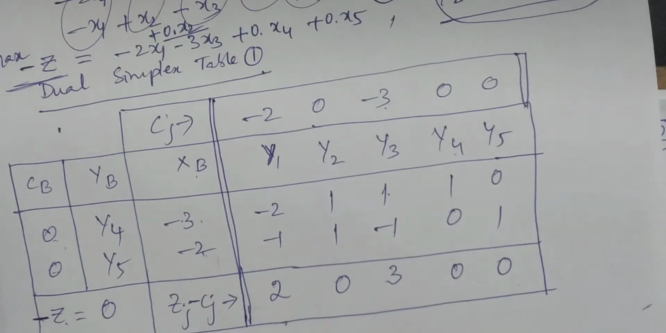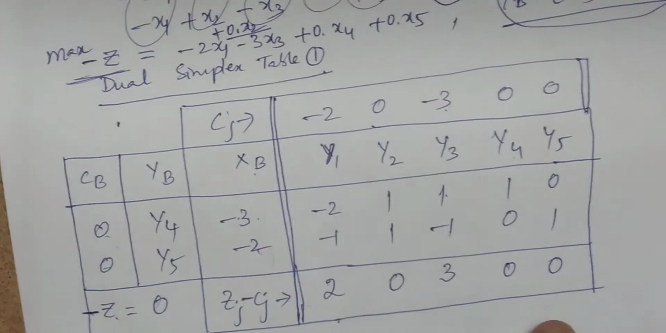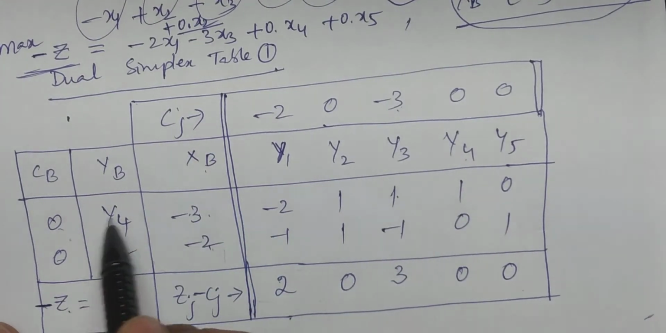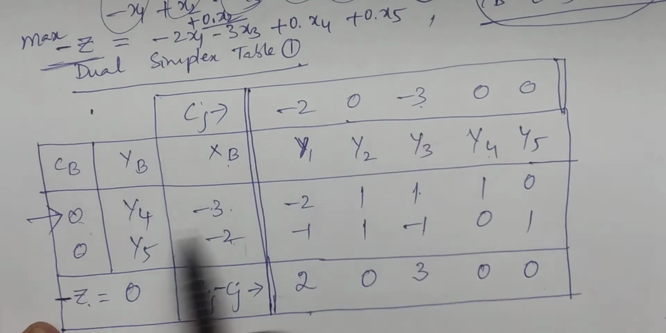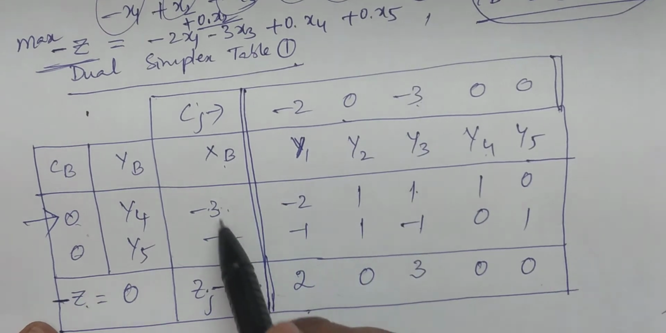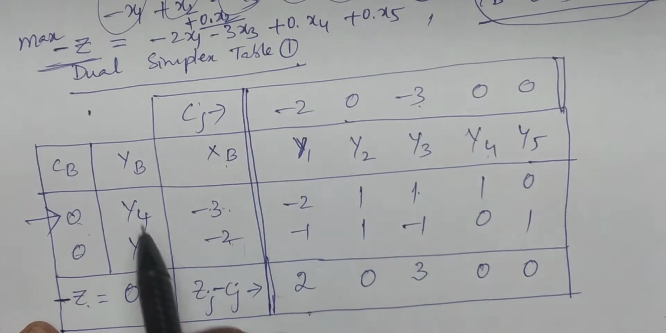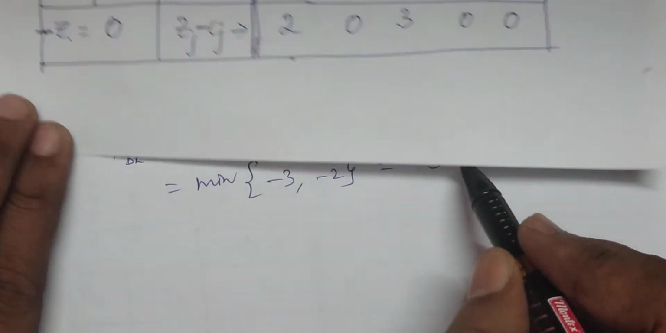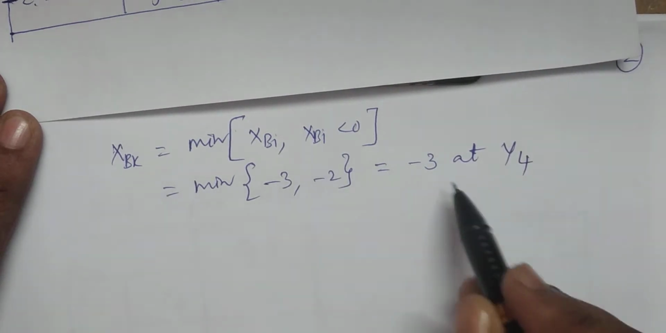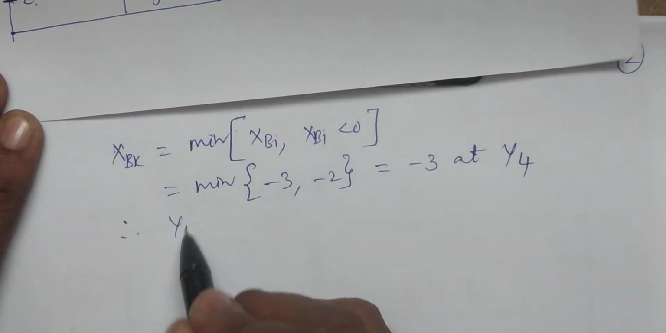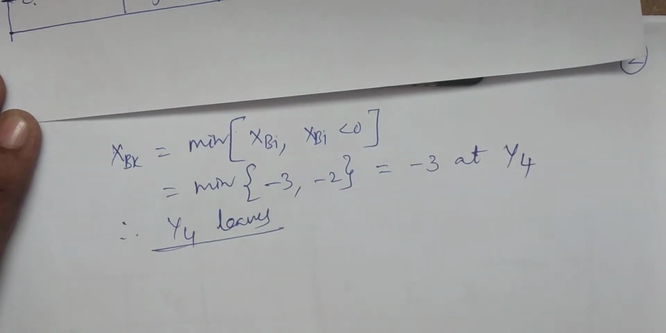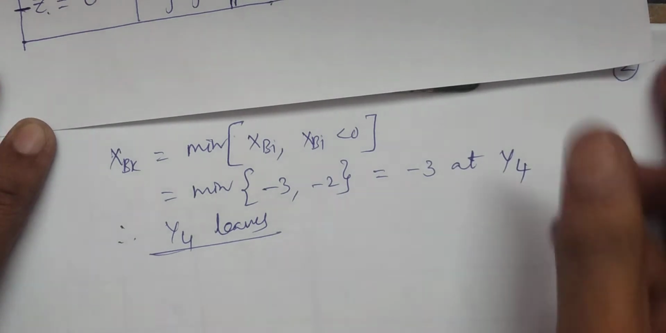You see, go back. Corresponding to this -3 is y4. So therefore y4 leaves the basis. That is the way you have to consider. You see here -3, -2, minimum is -3 and corresponding to vector y4. Therefore this value is at y4. Therefore y4 leaves from the basis. This is what you have to find out first, right?